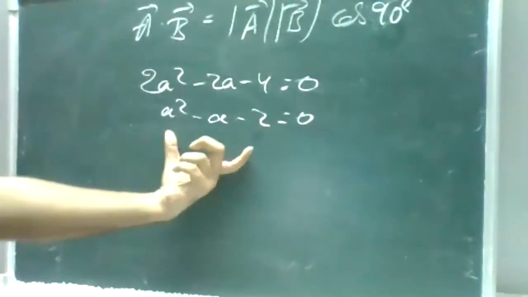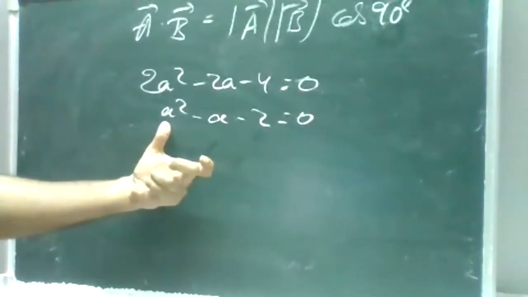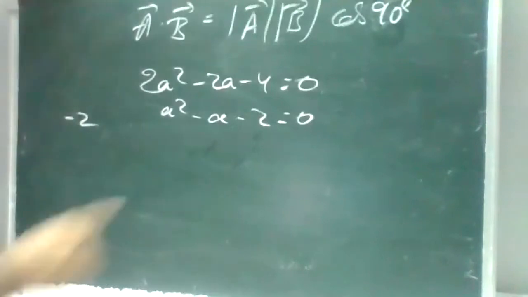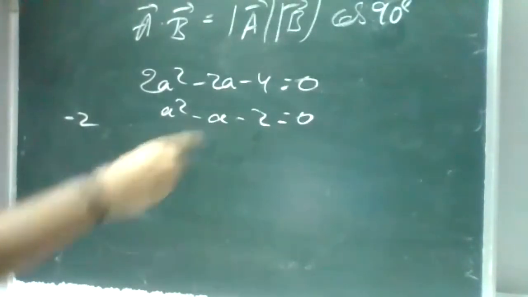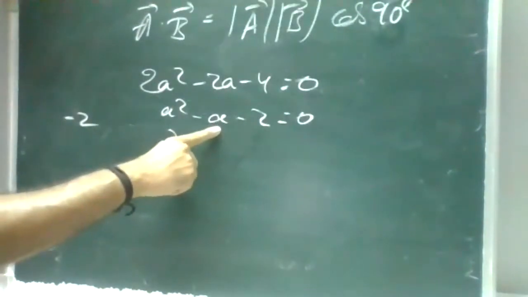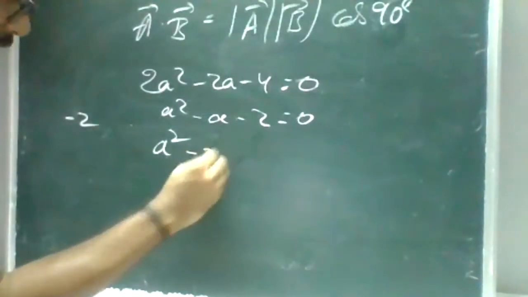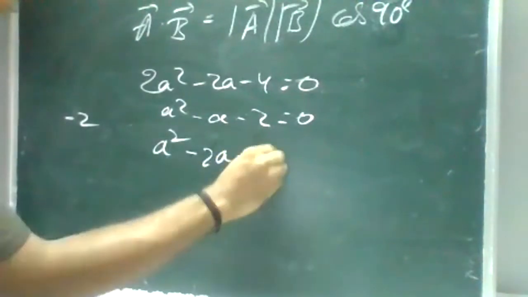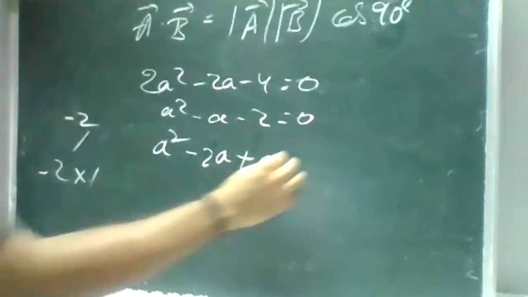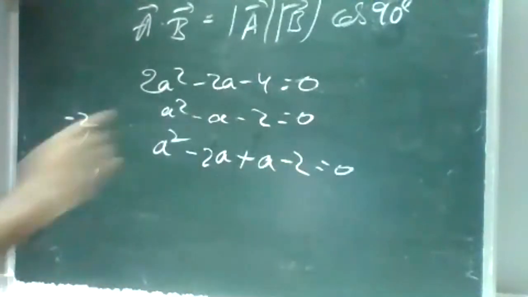Factorization, here the constant is minus 2. When you're making the product, this is 1, this is minus 2. So this is minus 2. Now I have to split the A term. I can split like this, A square, and here minus A should come. So what I'll do, I'll take minus 2A plus A, multiplying to minus 2 into 1. So it is A square minus 2A plus A minus 2 equal to 0. Either way, minus A is what comes.